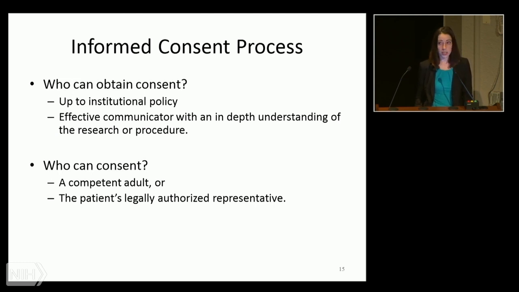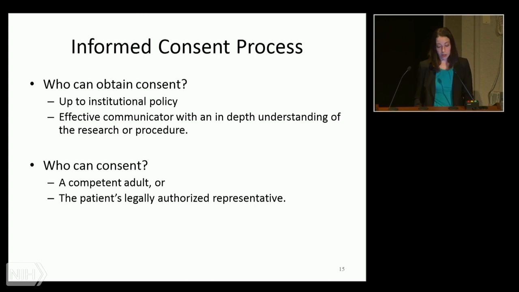And then the other question, on the counterpoint of obtaining it, is who can actually provide the consent? A competent adult can provide informed consent. In the United States, as a legal matter, we assume that once somebody has turned 18, they are competent to make their own legal decisions. If the adult is not competent, or if it's a child, it would be the person's legally authorized representative.